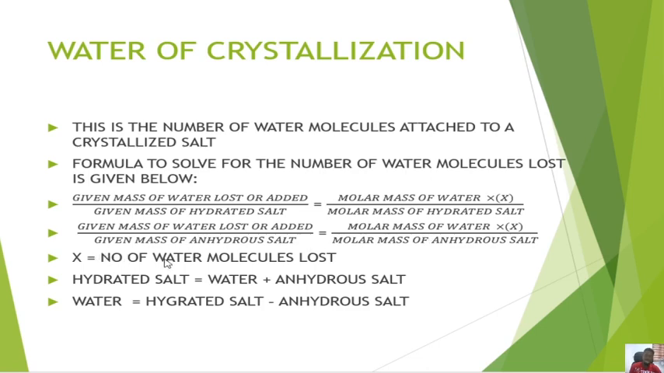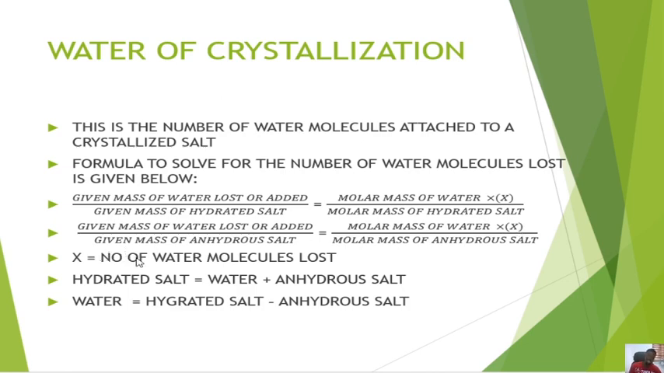And what is this X? X is simply the number of water molecules lost. Now, it's also important that you note that when I'm using hydrated, I use hydrated for both sides. But when I'm using anhydrous, I use anhydrous for both sides. So given mass of water lost or added over given mass of anhydrous will be equals molar mass of water times X divided by molar mass of anhydrous. The emphasis is how do we find X.